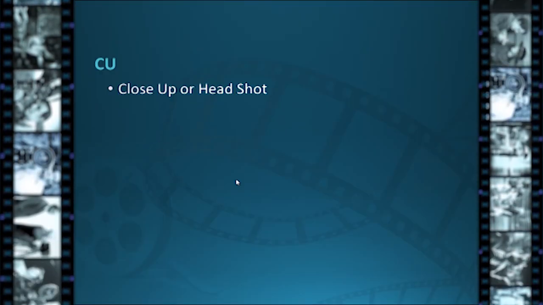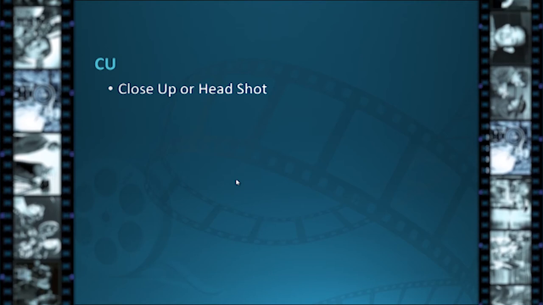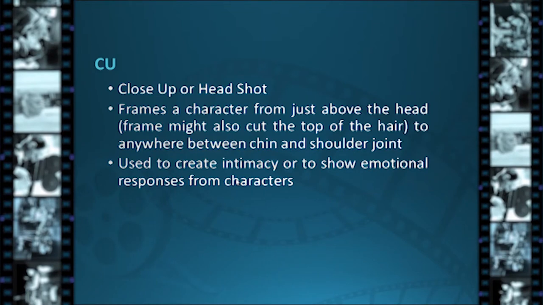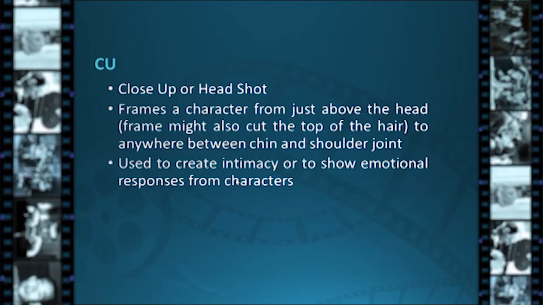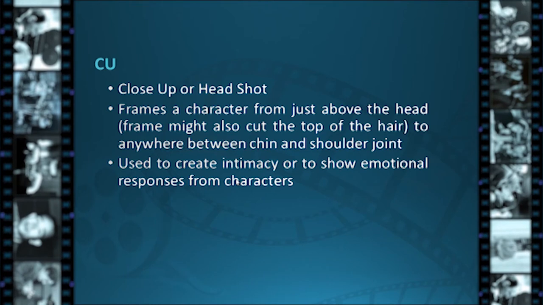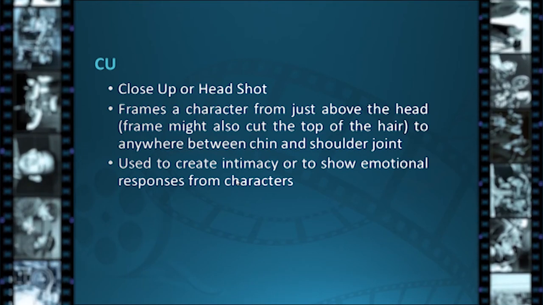The next shot size is the CU, or the close up, also known as the headshot. Why the headshot? Because for a character, it basically just shows the head of the person, the face of the person. Therefore, this particular shot size is also known as a close up. Now, the close up is used to create intimacy between the audience and the character, and also if there are two characters, the kind of intimacy that two characters would have. So whenever you have a close up, it evokes a very strong emotional response from the audiences.